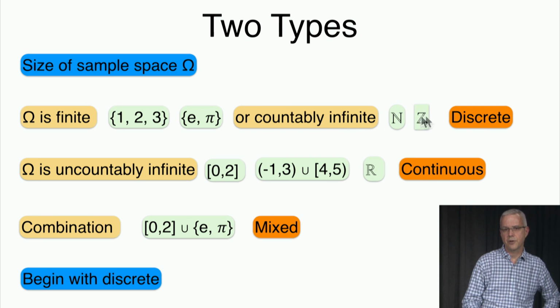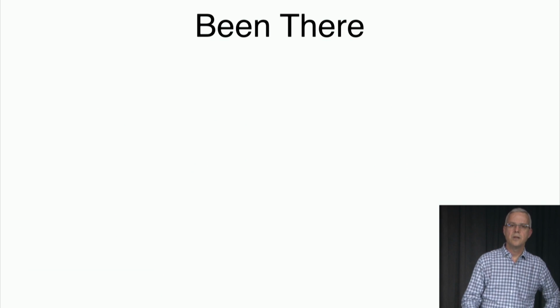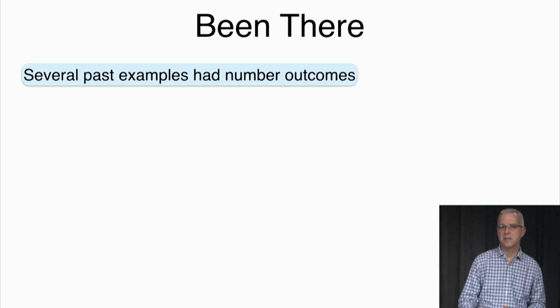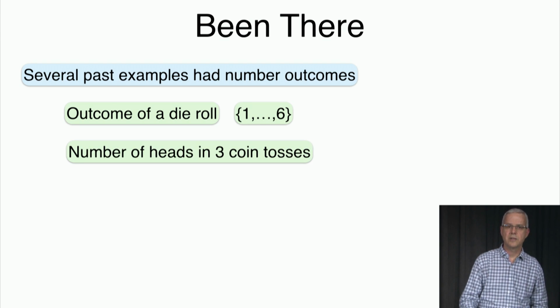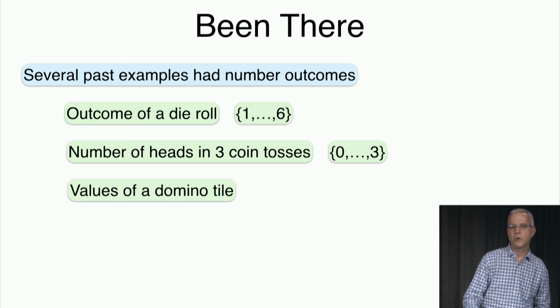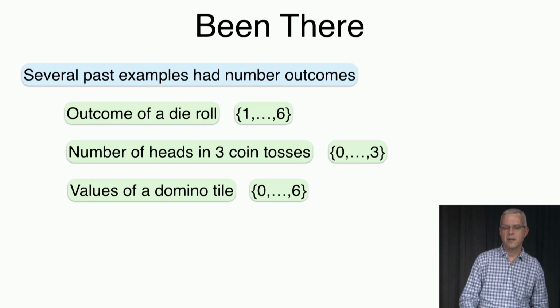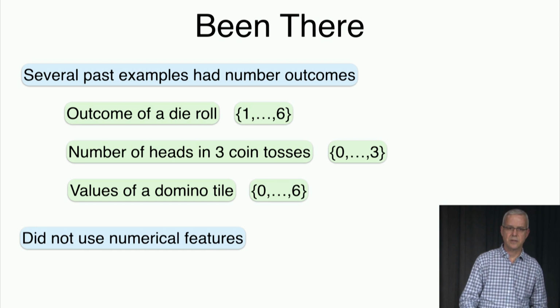Discrete random variables are a lot closer to what we have done before, so we're going to start with them. As we said, we've seen things like that. For example, we've seen several examples that had number outcomes. We rolled a die and the number was 1 up to 6, so it was an integer. Or we looked at the number of heads in 3 coin tosses, an integer between 0 and 3. Or the values of a domino tile, an integer between 0 and 6, and so on.